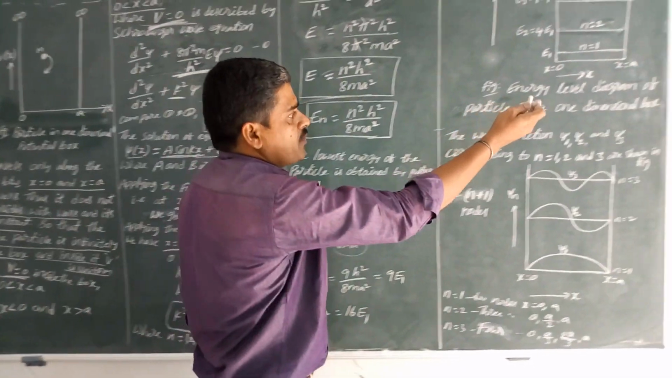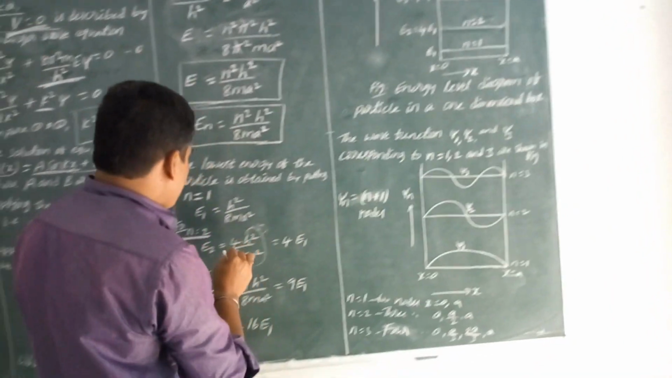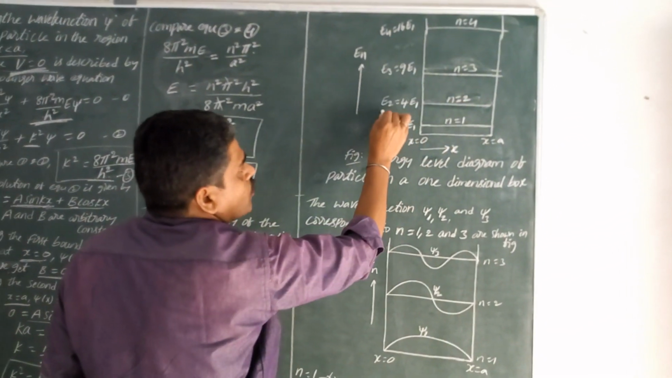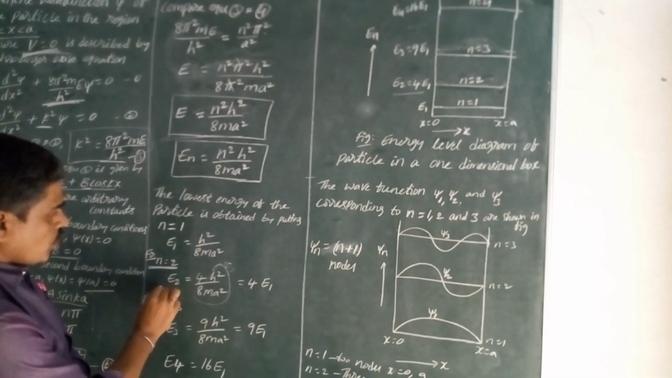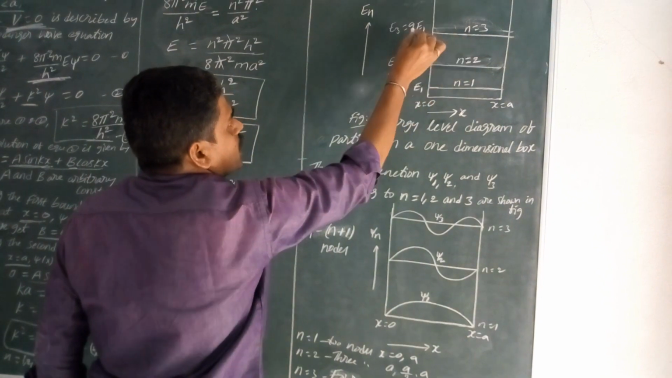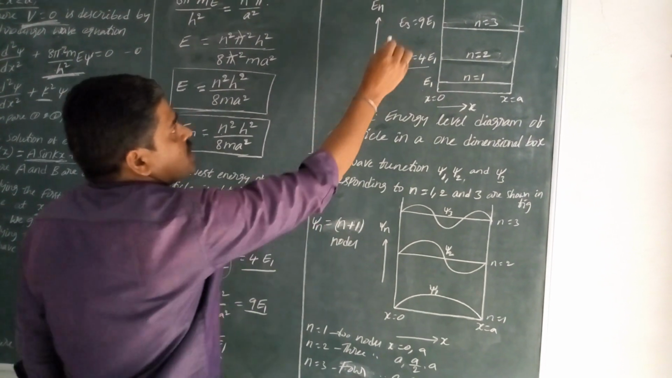This is the energy level diagram of a particle in a one dimensional box. For n is equal to 1, E1. For n is equal to 2, 4 into E1. For n is equal to 3, 9 into E1. For n is equal to 4, 16 E1.